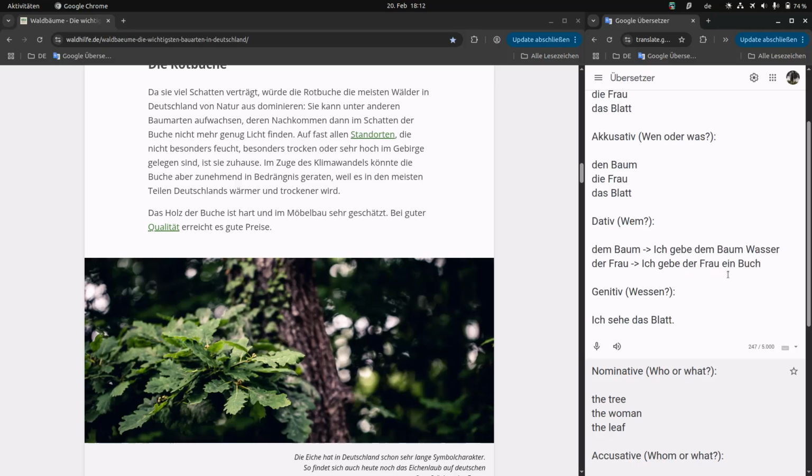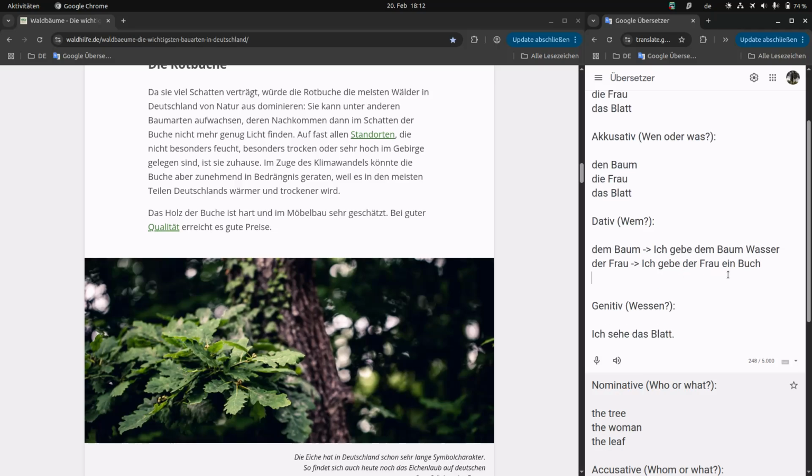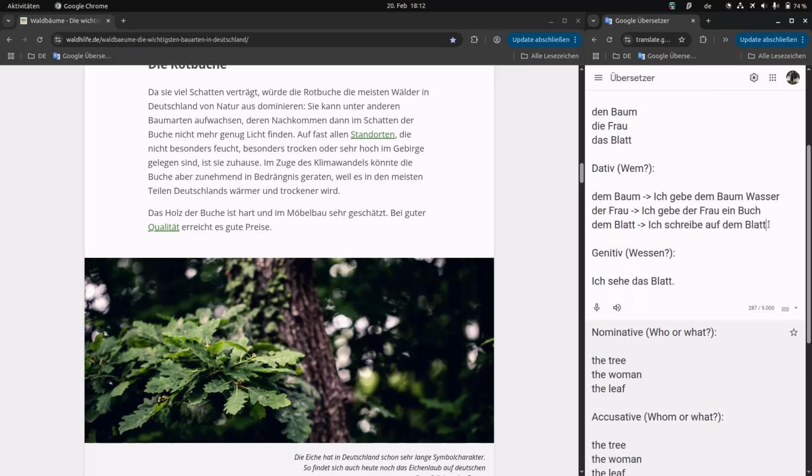And then we have the neuter case, which is dem Blatt. Das Blatt, dem Blatt. Ich schreibe auf dem Blatt. I write on the paper. And yeah, this is without an object, so without an accusative case again, because we had that here, but in this case it also is possible without it.